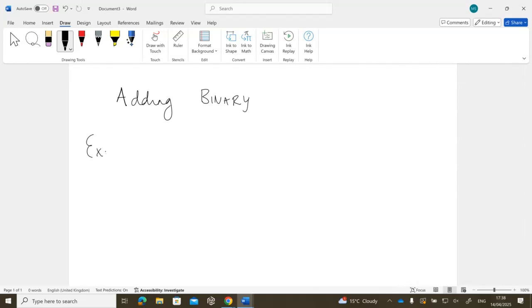Okay, so the question will be: do 1001 in base 2 plus 1111 in base 2. Try to add these two without converting them to decimals first. Directly add them. The answer would be 11000. Hold on, let everyone try. 11000.